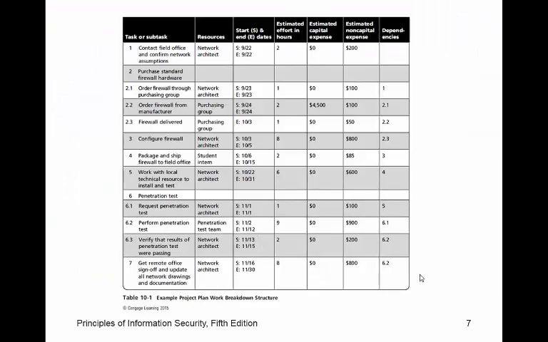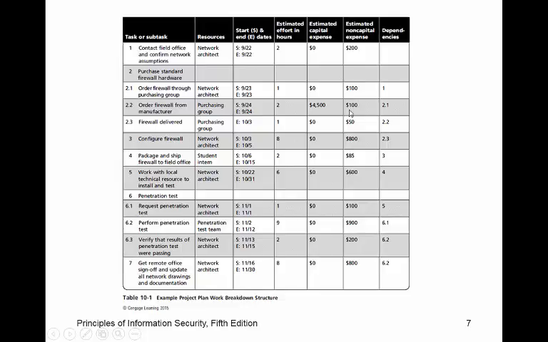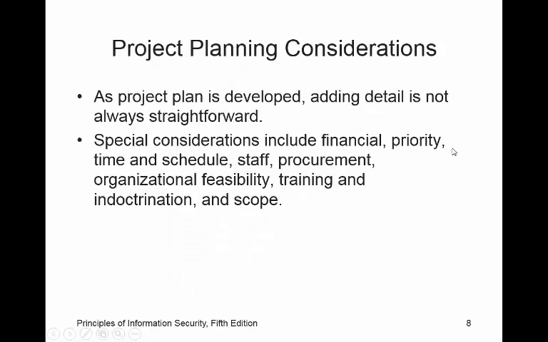So, subtasks, and the things you see: it has a start and end date, what resources and what people, right? What people, purchasing, network architect, are going to be involved, and then what is dependent on the other, what's the estimated cost, all of those kinds of things. Adding detail is not always straightforward, and that's what he did in this scenario. He did too many things too quickly, and it overwhelmed the people that were going to have to do the work.